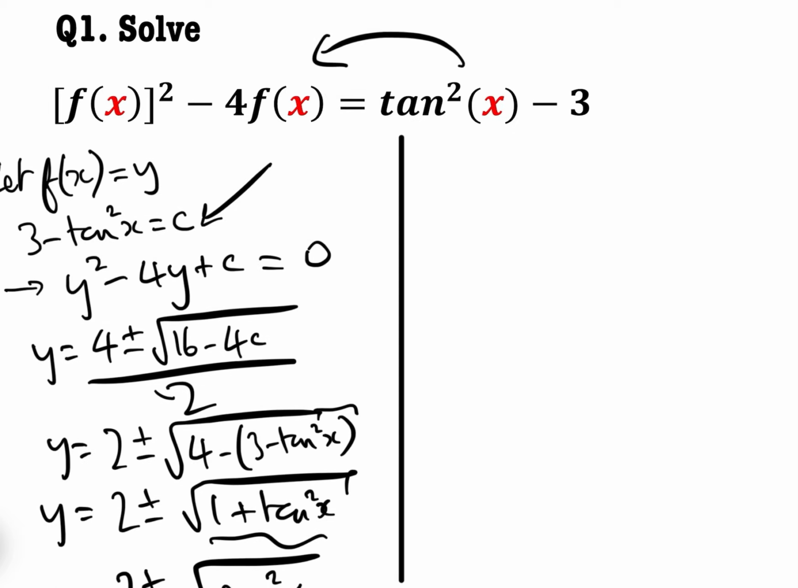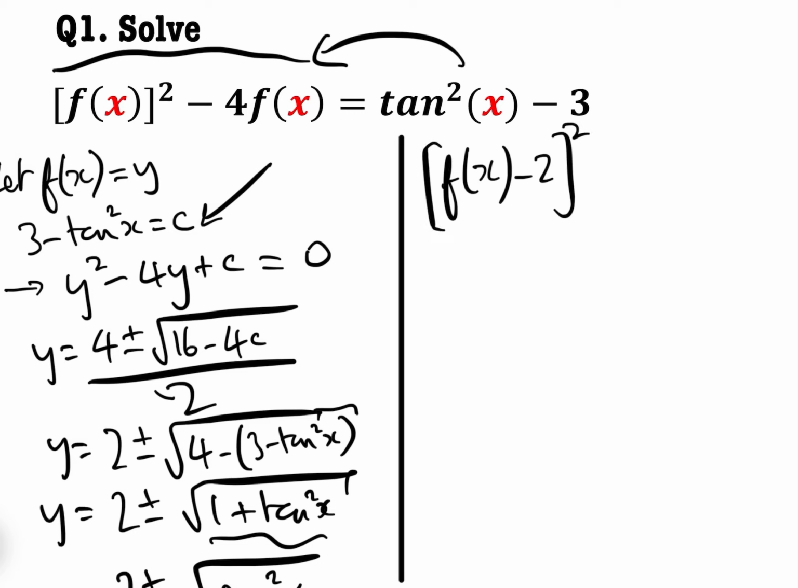Now, there's actually a nice, even quicker way, which is that we can complete the square here. And this time I won't bother doing the substitution. Looking at this side here, we can write that as f(x) minus 2 all squared. Well, that would be f(x) squared minus 4f(x) add 4. So we've got to take away 4 again, equals tan squared x minus 3.